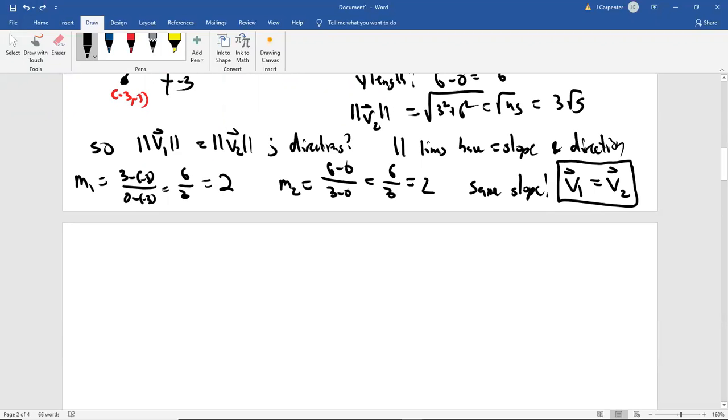Let's move on to the next idea, which is a scalar multiple of a vector. So if I give you a vector and then I say, well, what's 3 times that vector, or what's 5 times that vector, or what's 17 times that vector, or what's negative 1 times that vector, what does it do? Well, a scalar multiple of a vector just changes the length of the original vector.